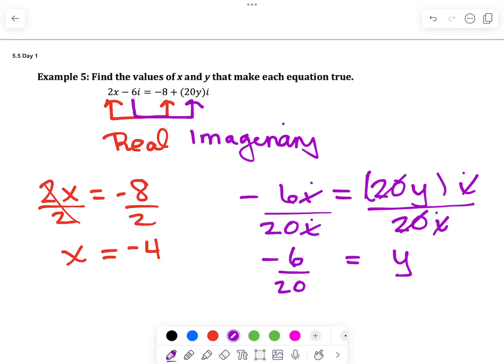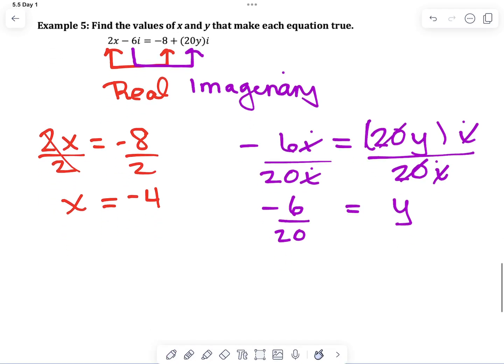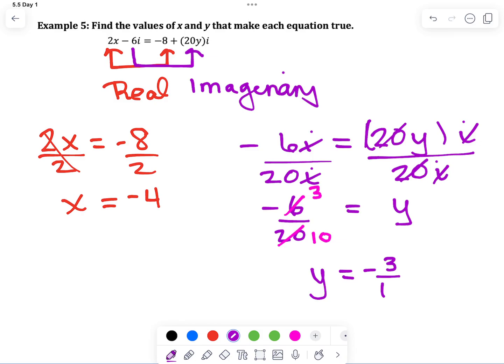We do want you to reduce all fractions down to their simplest form. So what we can do next is divide the numerator and the denominator by 2. So this becomes a 3, and that becomes a 10. So our final answer in that equation is y equals -3/10, and x equals -4.